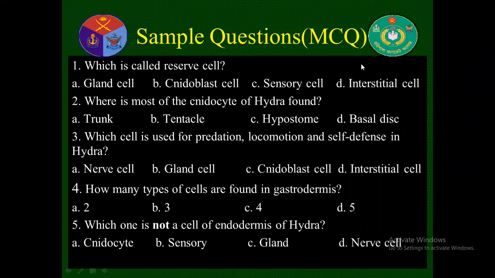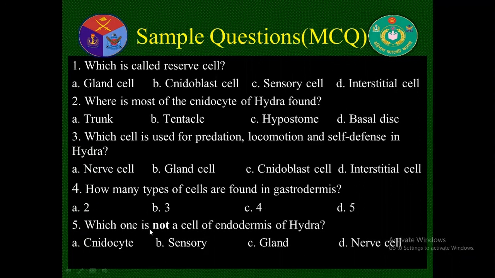Your sample questions. First question, which is called a reserve cell? Gland cell, neuroblast cell, sensory cell, interstitial cell. Number two, where is most of the neurocyte of Hydra found? Trunk, tentacle, hypostome, basal disc. Number three, which cell is used for predation, locomotion, and self-defense in Hydra? Nerve cell, gland cell, neuroblast cell, interstitial cell. Number four, how many types of cells are found in gastrodermis? Two, three, four, and five.